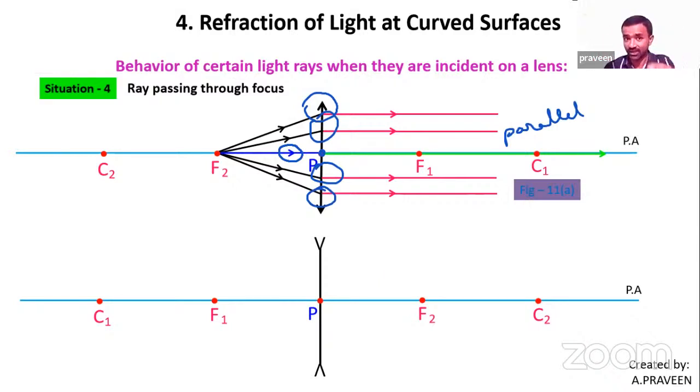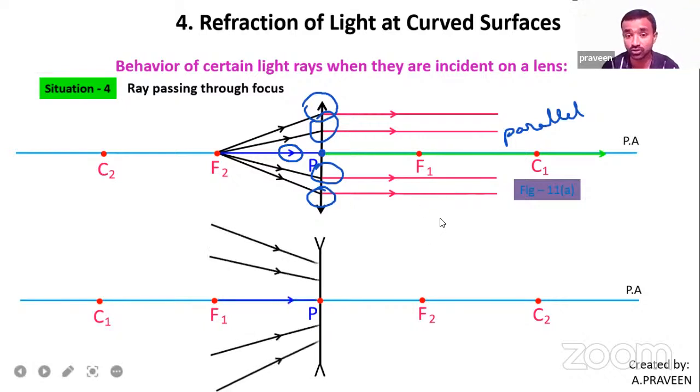In the previous case, the double convex lens, we considered diverging light rays. Now, converging light rays. Converging light rays are what? Before incidence, they appear to meet at a common point. So all the light rays are going like this onto the lens, so they can meet at a common point. They appear to meet, but actually they won't meet at a common point, right?